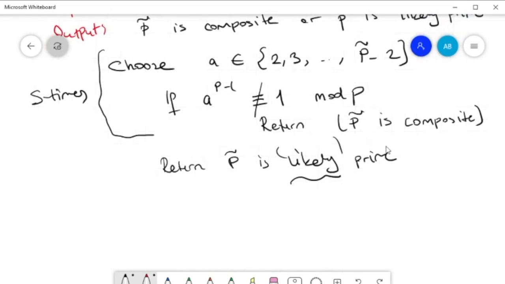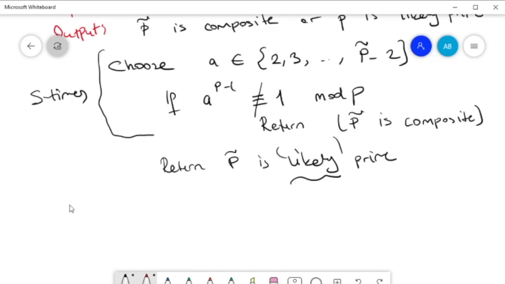As I said, if it is not prime, for 100% the algorithm outputs that P is not prime, or P is composite. But with some probability, we run this algorithm S times, maybe 100 times or 80 times or 50 times, and we return that P is likely prime.